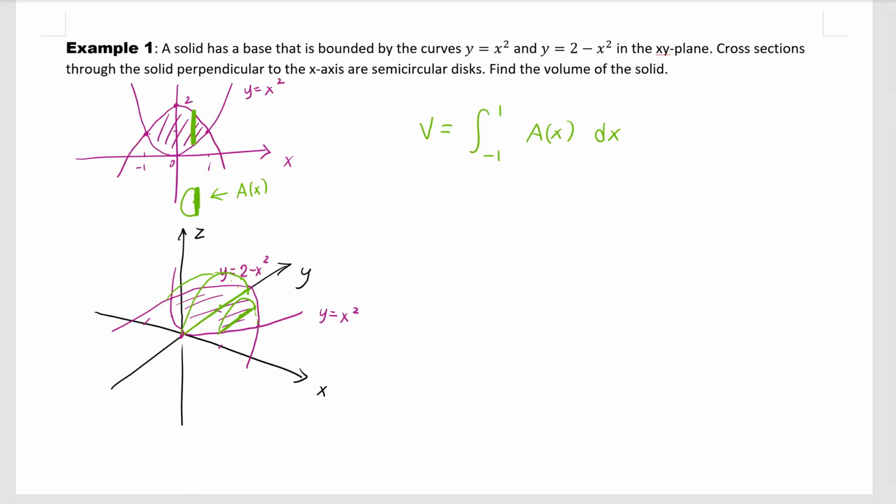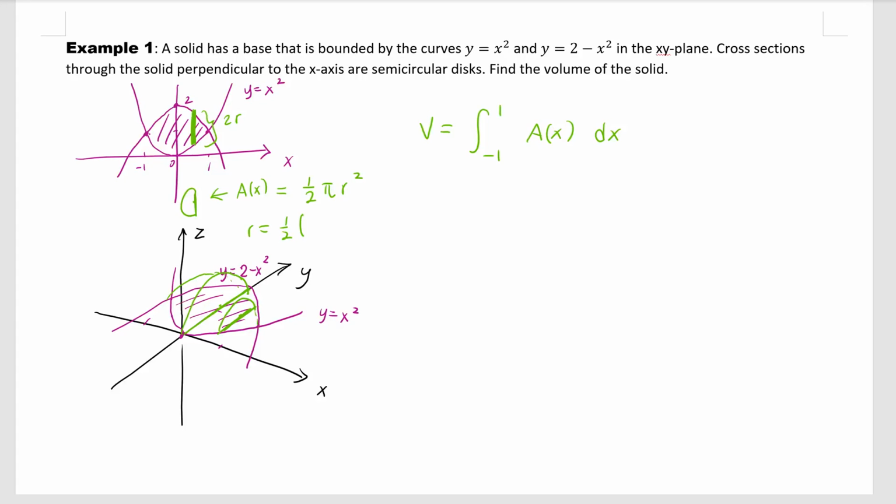Semicircle is, you know a circle is pi r squared. So semicircle is 1/2 pi r squared. But what is r? Well, r is half of this green segment, right? Because this green segment is like the diameter of my circle. So r is half of that. So that's why r is half of, but what is this green segment?